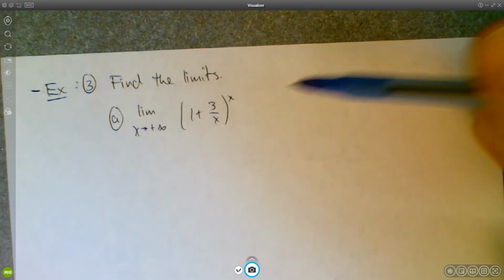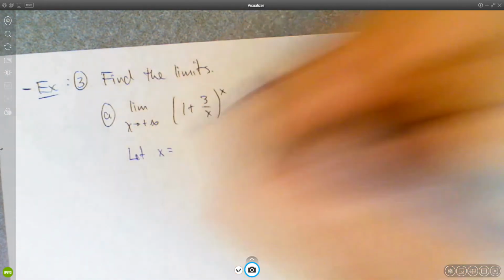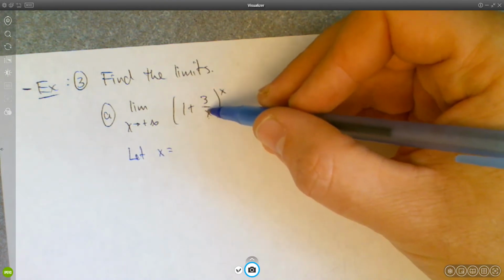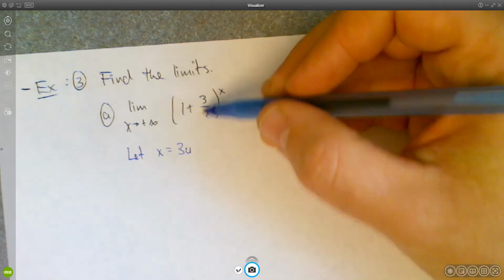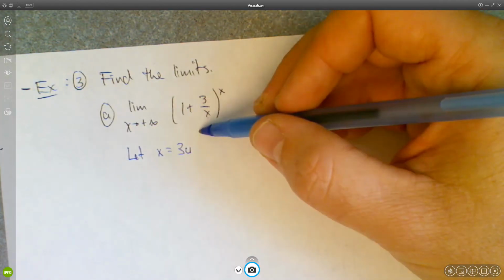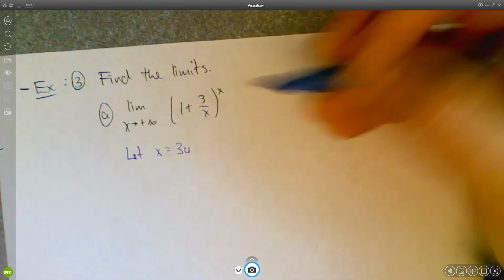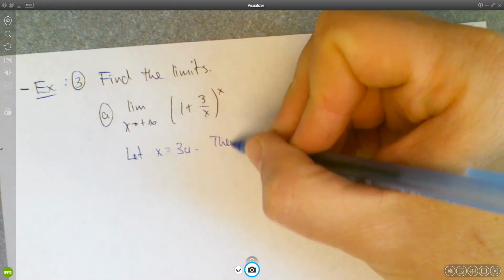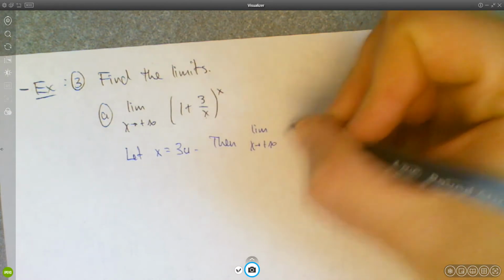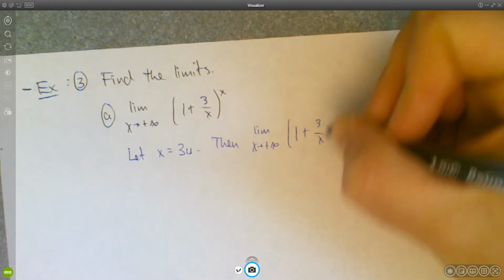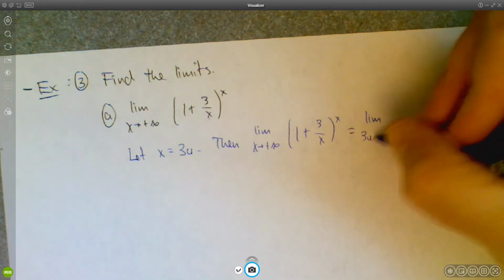So the way that I can achieve this is I can say let x equal, if I want this to be a 1, then I need a 3 down here. So if I call x 3u, then I'll have 3 over 3u, and the 3's will cancel. I'll get a 1 over u. So I'll have a 1 plus 1 over u, which is nice. So then this limit becomes this limit. x is now 3u.